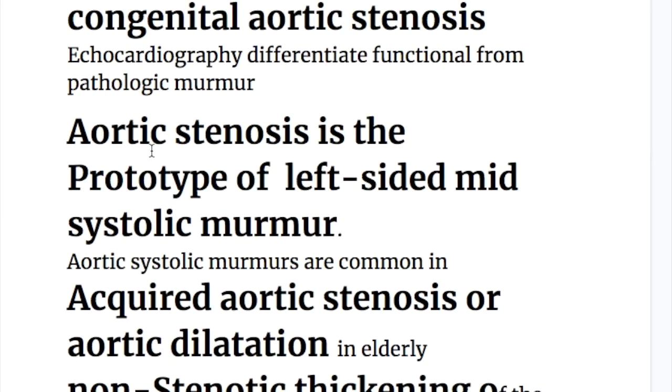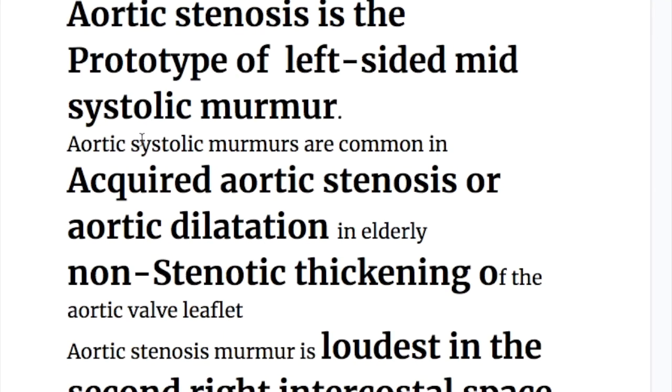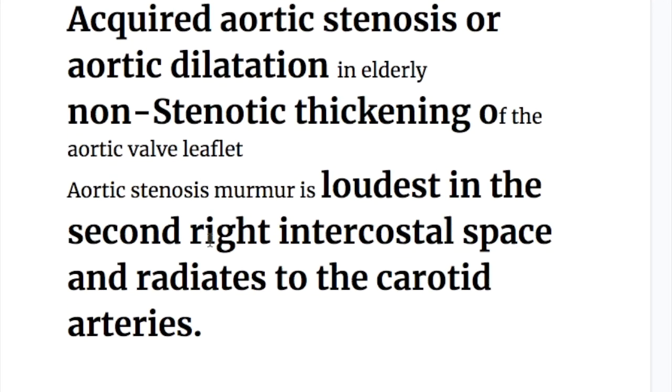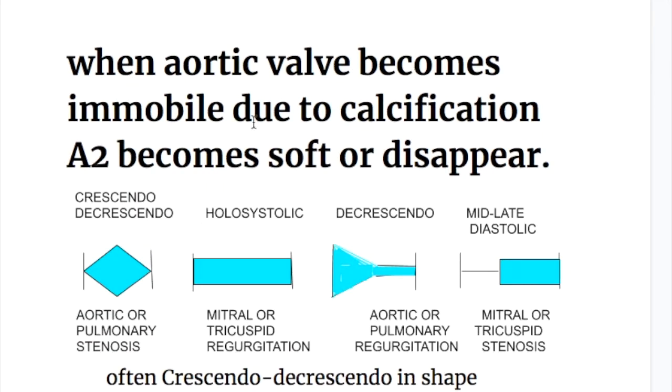Aortic stenosis is the prototype of left-sided mid-systolic murmurs. Aortic systolic murmurs are common in acquired aortic stenosis. It also occurs in aortic dilatation in the elderly, and non-stenotic thickening of the aortic valve leaflet. Aortic stenosis murmur is loudest in the second right intercostal space and radiates to the carotid arteries in the neck. But when the aortic valve becomes immobile due to calcification, A2 becomes soft or disappears.